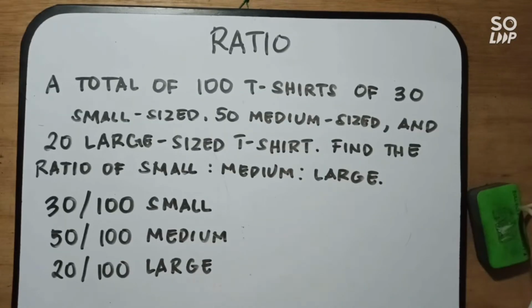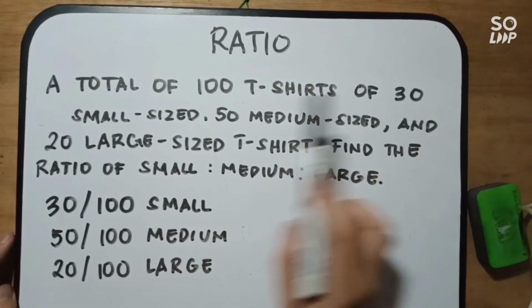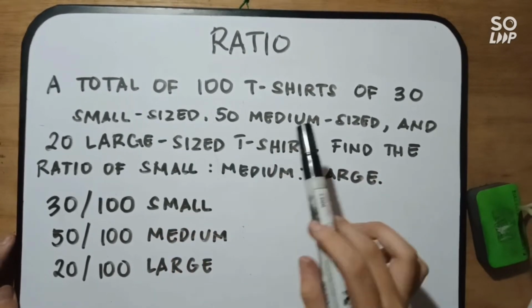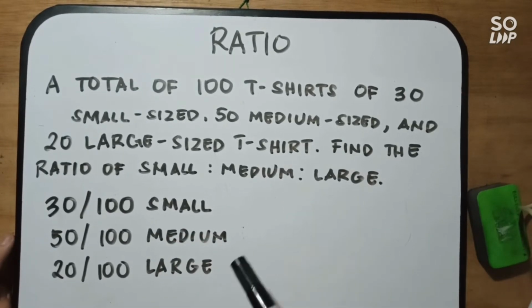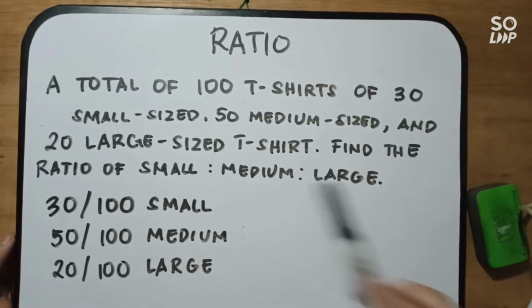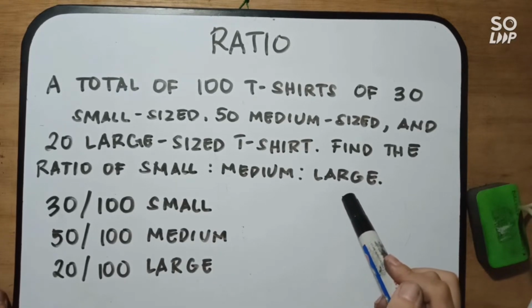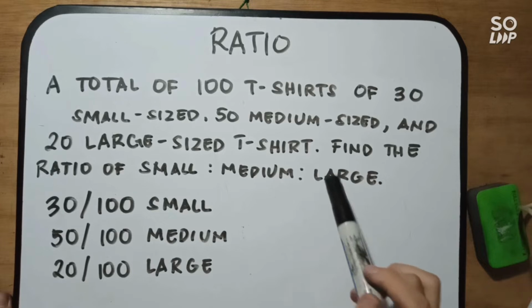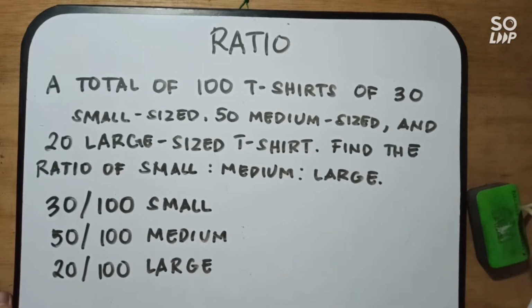The other way of finding the ratio is through comparing numerators of fractions with the same denominator. In the given example, a total of 100 t-shirts consists of 30 small size, 50 medium size, and 20 large size t-shirts. Find the ratio of small to medium to large. So here we have the number of t-shirts with different sizes.